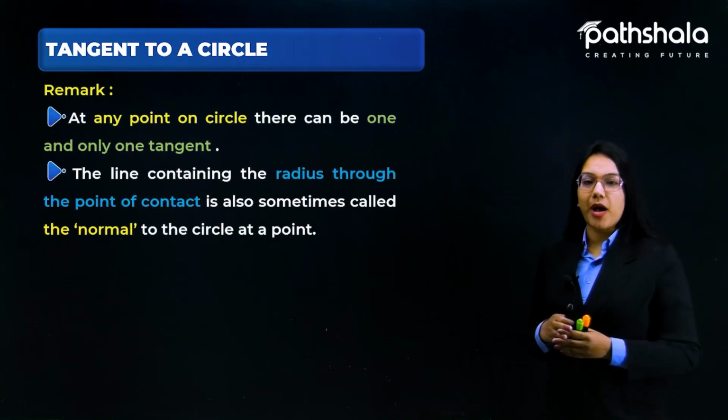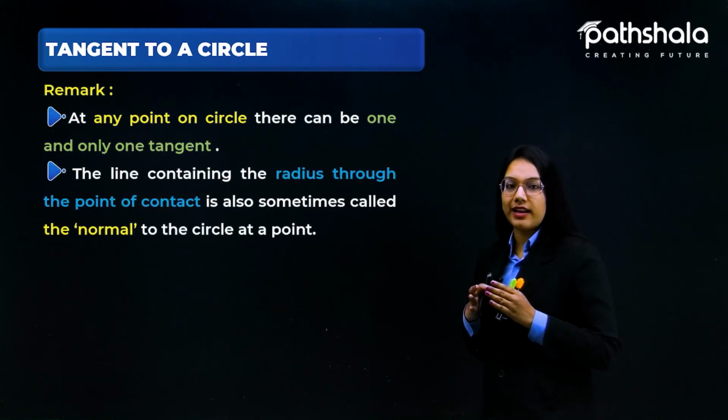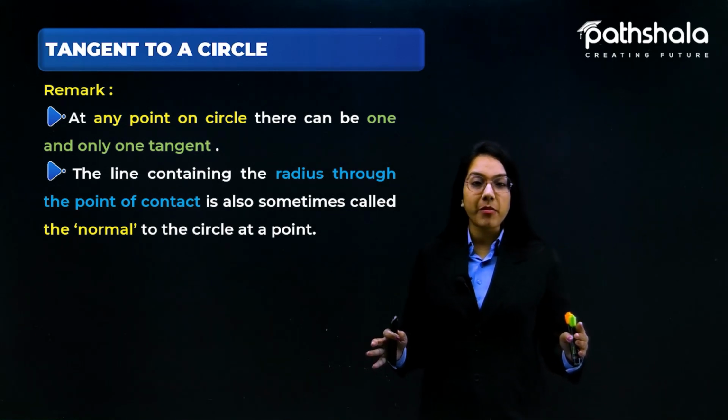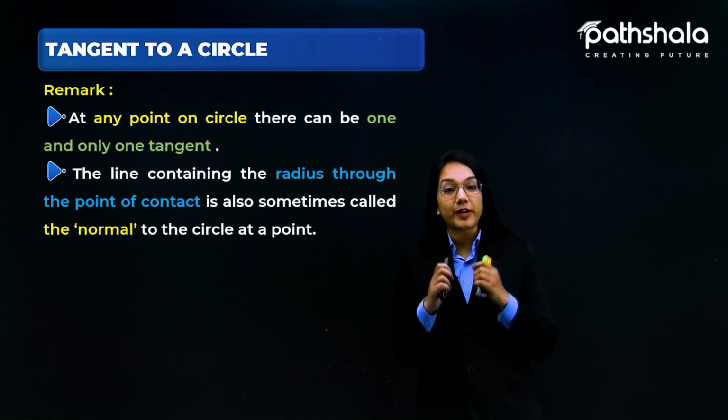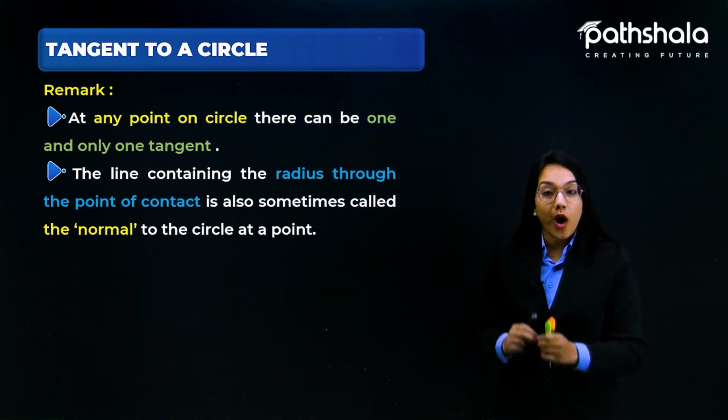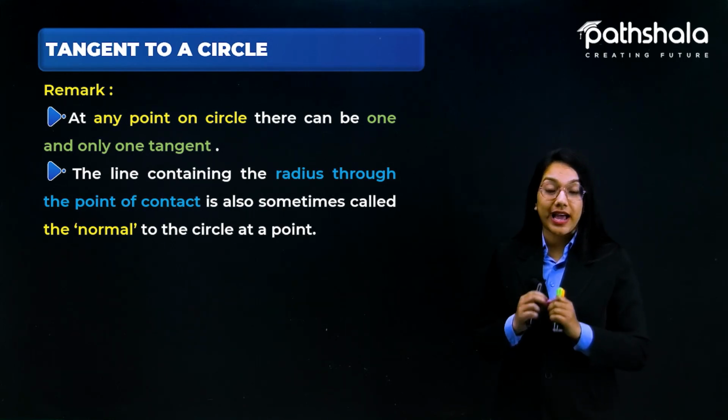The very first remark is that at any point on a circle there can be one and only one tangent. Always remember, for any particular point on a circle there is only one tangent, that's all.